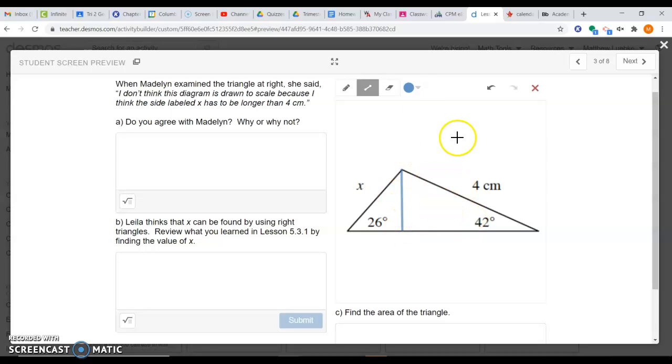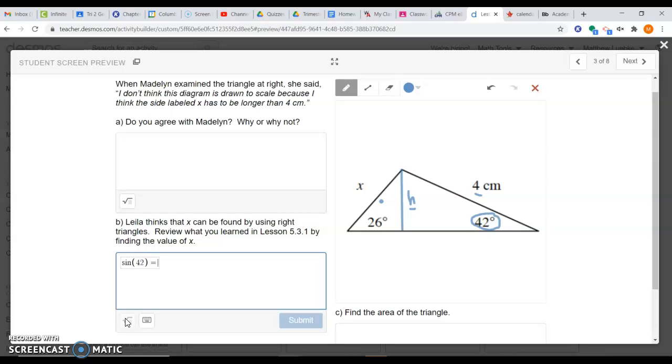I draw a line straight down, and now I have a right triangle on the right, and I have a right triangle on the left. First step of trying to solve one like this would be to find H, this height of the blue line H, and we can do that by using our trigonometry. Okay? If 42 is my angle, H is opposite, 4 is the hypotenuse. Opposite hypotenuse tells me to use sine. So I do the sine of my angle, which is 42, equals the opposite over the hypotenuse, which is H over 4.